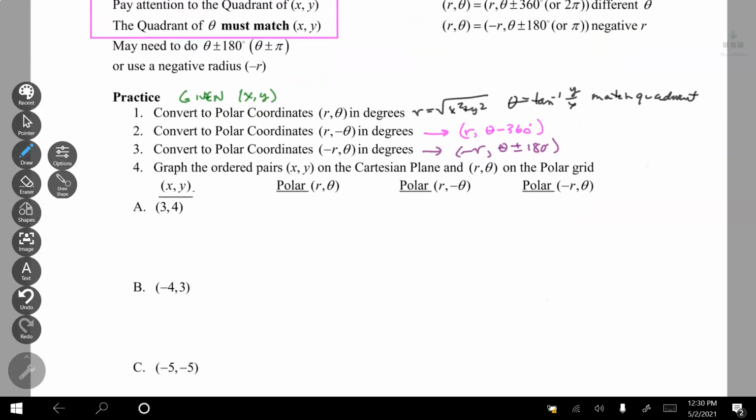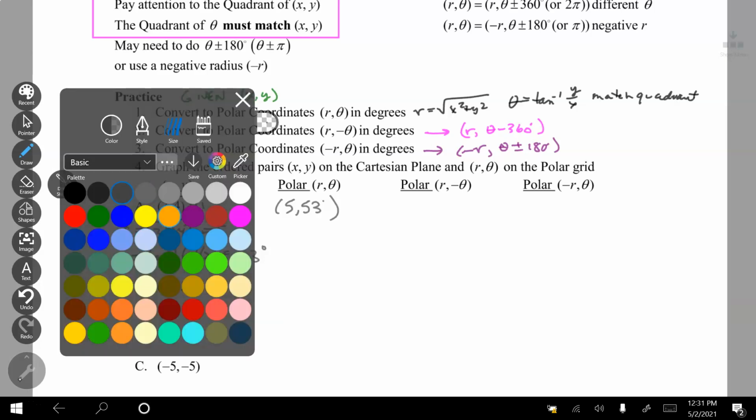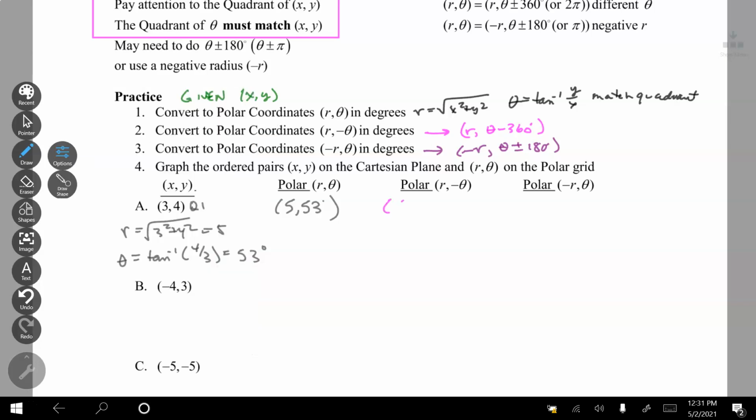It's not that hard. 3, 4 is in quadrant 1, I'll make note of that. R is equal to the square root of 3 squared plus 4 squared, which is 5. Theta is inverse tangent of 4 over 3. And for right now, I'm only going to use the nearest degree. 5, 53 degrees. 53 degrees is in quadrant 1. I'm happy. Now I'm going to convert them to the others, so it's still going to be positive 5, except now I'm going to subtract 360 from this angle, and I get negative 307 degrees.